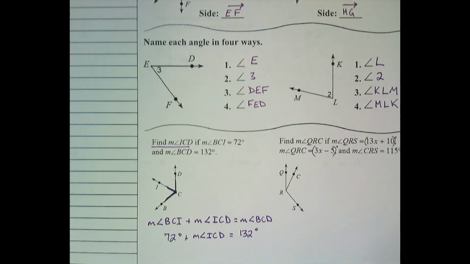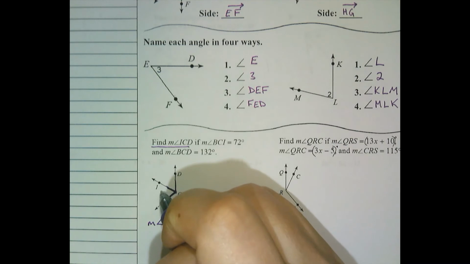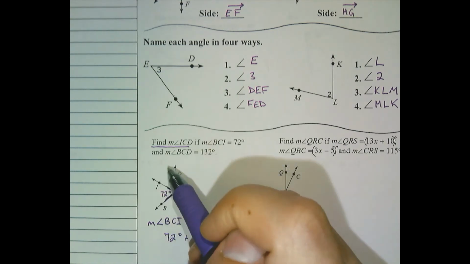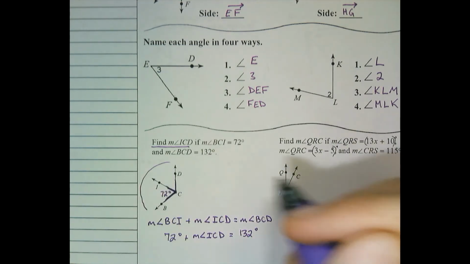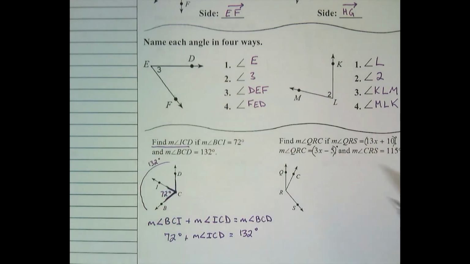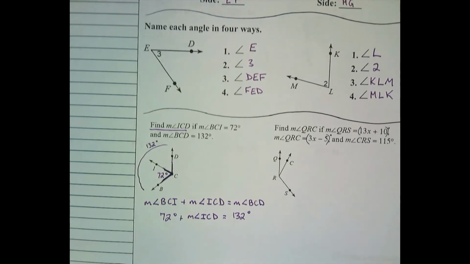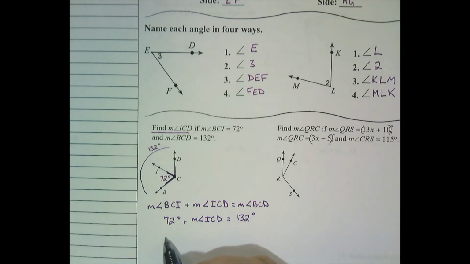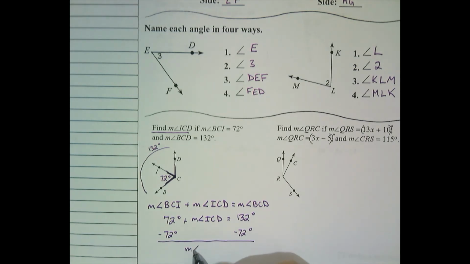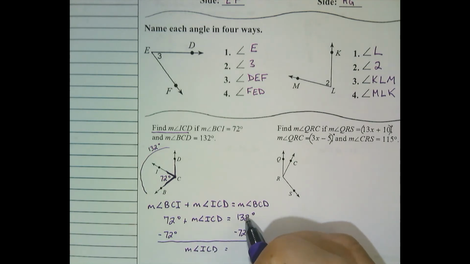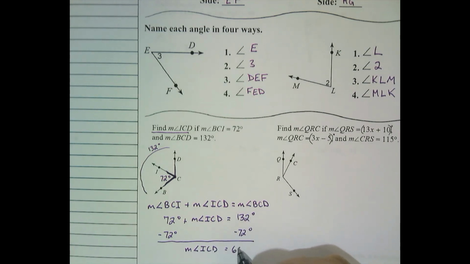Okay. If we were to draw this on the diagram, you could say this angle here is 72 degrees, and this angle here is 132 degrees. Our goal is to find the value of the measurement of angle ICD, so we're just going to subtract 72 from both sides, and we get the measurement of angle ICD is equal to 132 minus 72, which is 60 degrees.